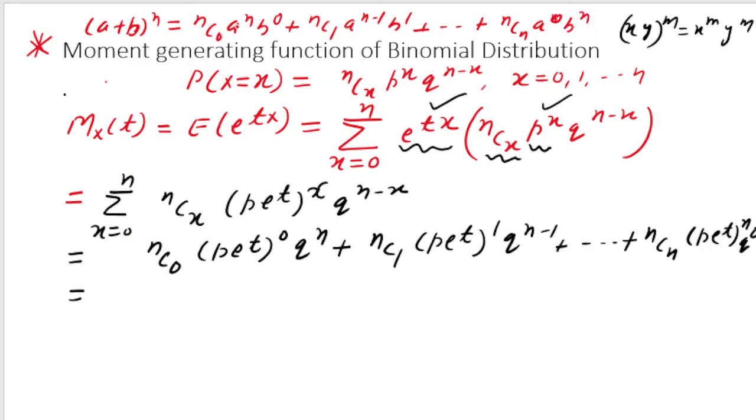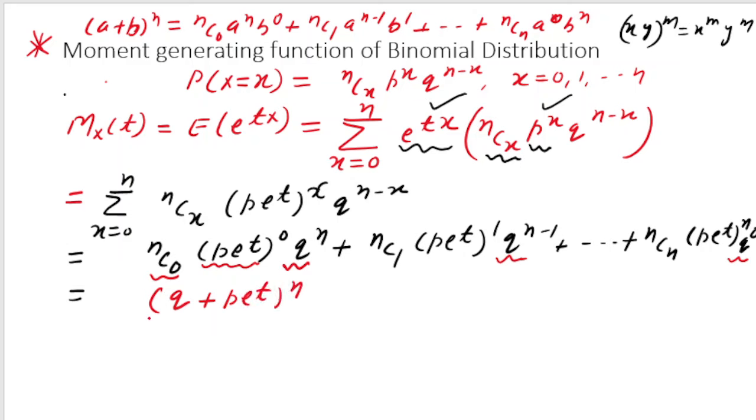So you can see the power of a decreases, n minus 1, n minus 2, and so on, and the power of b increases. Compare this: here we have q to the power n, so the powers of q are decreasing, q to the power n, q to the power n minus 1, and in the last we have q to the power 0, and here the powers of p into e to the power t are increasing, 0, 1, and the last n. So basically this is nothing but (q plus p e to the power t) to the power n.